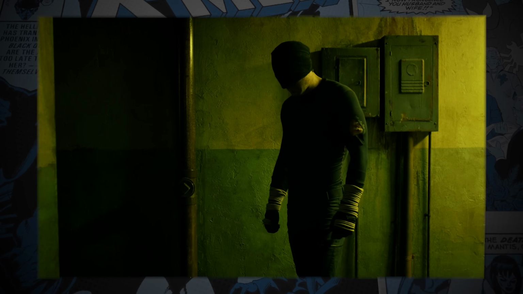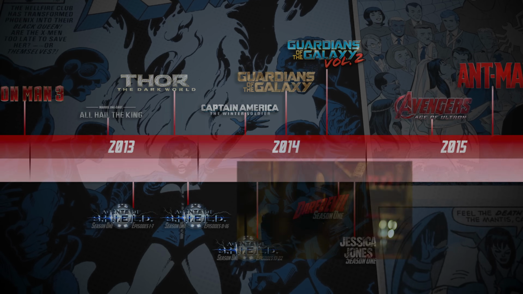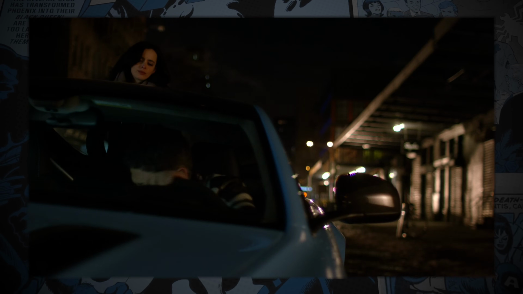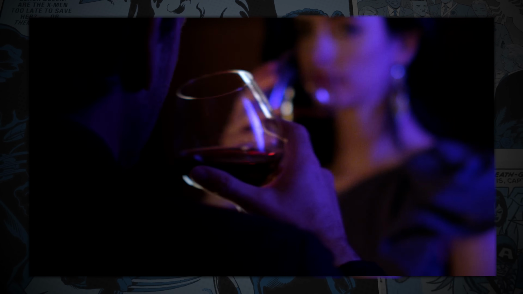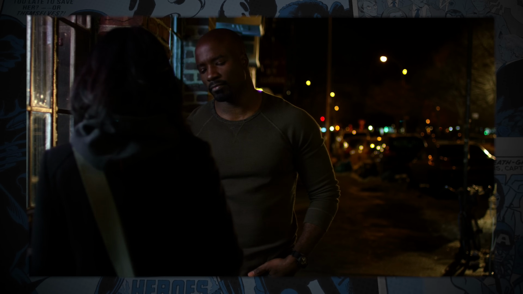Now we begin to introduce series that occur within the Defender saga, beginning with Daredevil Season 1. If you guys haven't watched the first season of Daredevil, you're missing out on top tier MCU. This fits in the fall of 2014, shortly after Guardians of the Galaxy Volume 2. With Jessica Jones Season 1, we close out 2014 with one of the MCU's most chilling chapters, as she attempts to go against Kilgrave, one of her prior abusers. We're also introduced to Luke Cage.